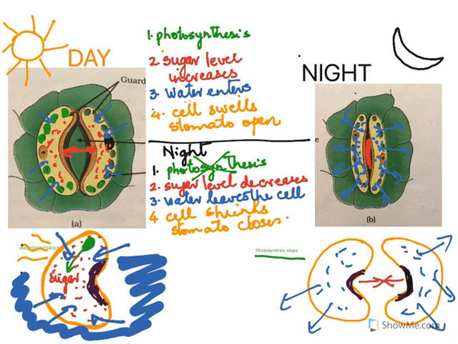So we summarize it once again. During the day, there is photosynthesis, and because there is photosynthesis, the sugar level increases, and because the sugar level increases, water enters into the cell, it swells and the stomata opens. During the night, there is no photosynthesis. The sugar level now decreases. The water leaves, the cell shrinks and the stomata closes. So the opening and the closing of stomata is mainly controlled by the entry and exit of water into and out of the guard cells.